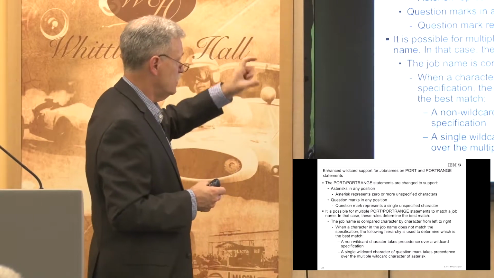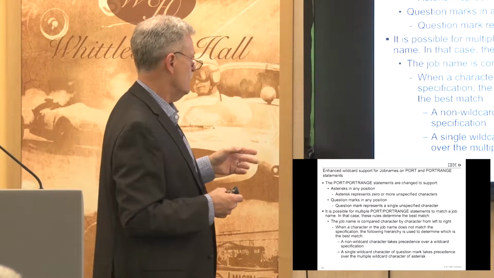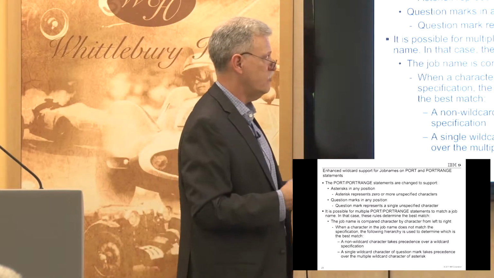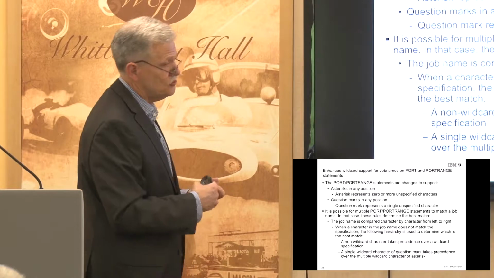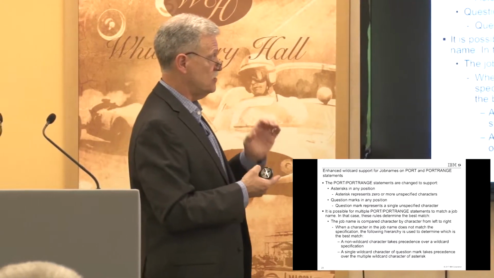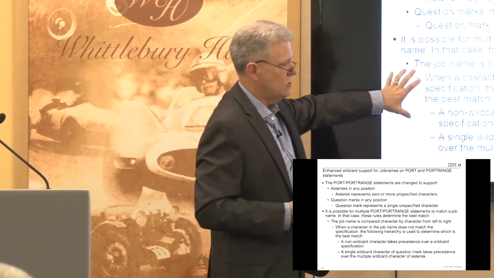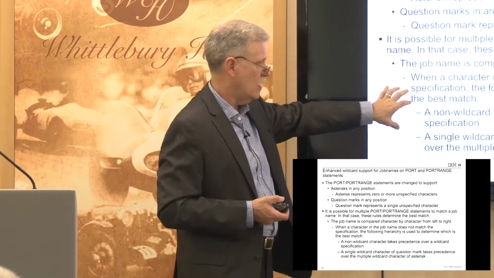So basically it's a little bit different: an asterisk and a character, and that provides significant flexibility. So it is possible for multiple port range statements to match the job name. There are cases where several job names match this qualification, and we have a very simple algorithm to tell you how the matches are resolved.